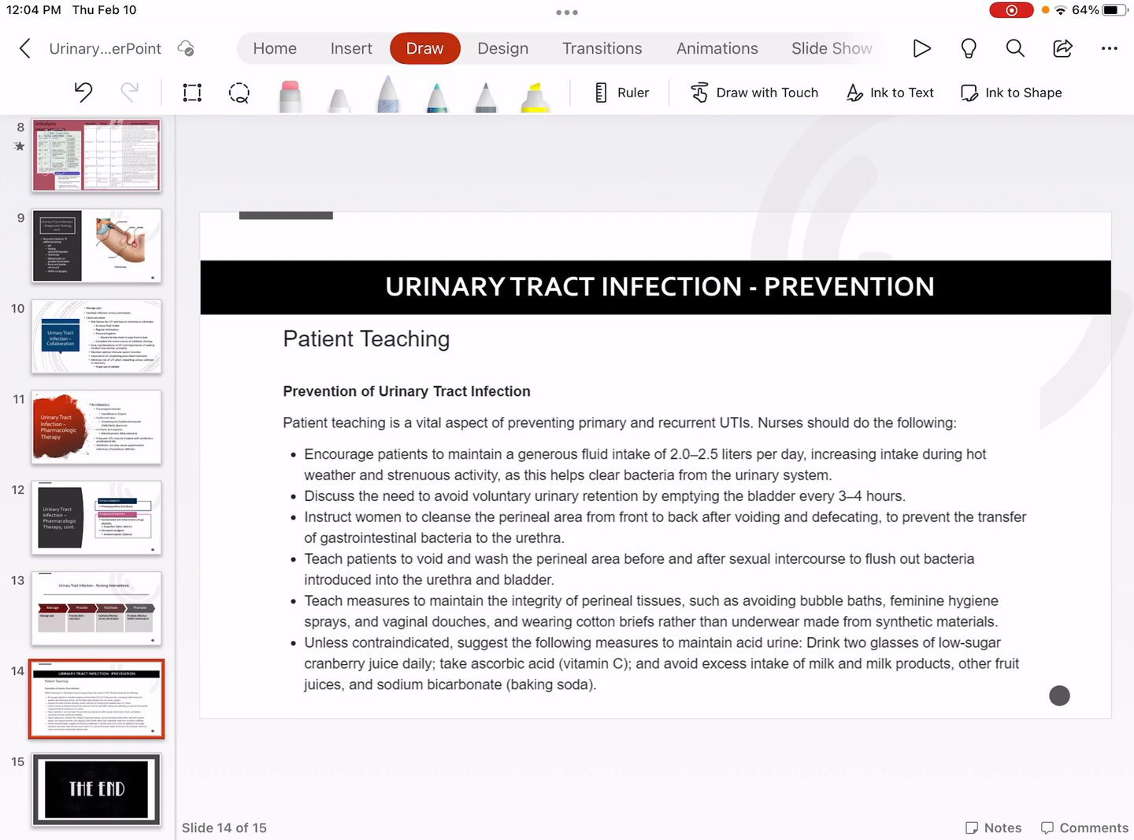And this is appropriate patient teaching that came straight out of your book. I'm not going to read all of this to you, but I would recommend that you are familiar with this information. These are appropriate to help your client resolve their UTI and also to decrease the risk of future UTIs.